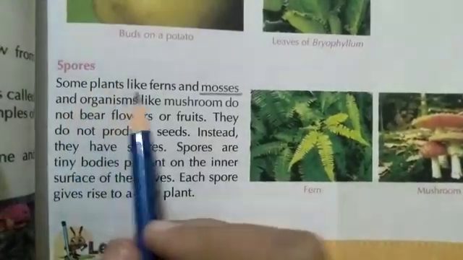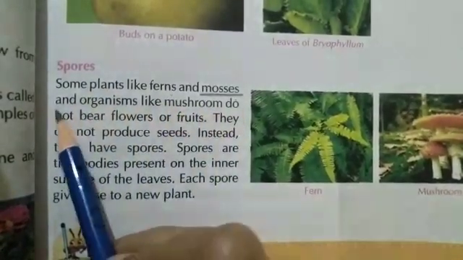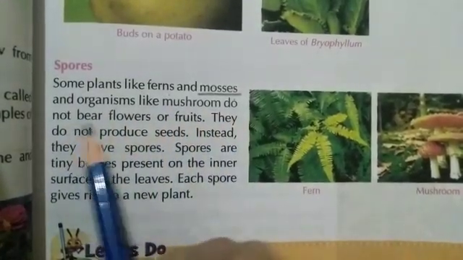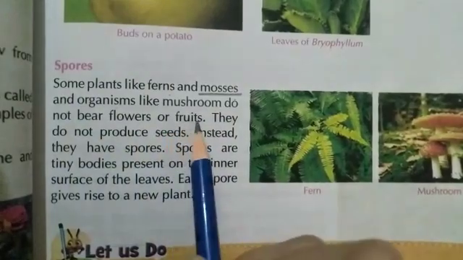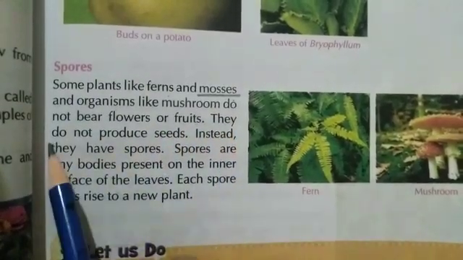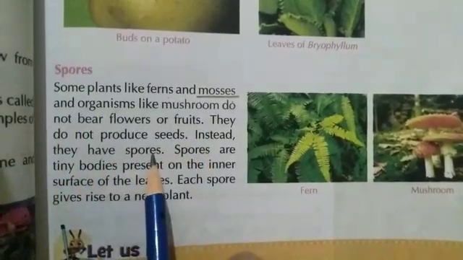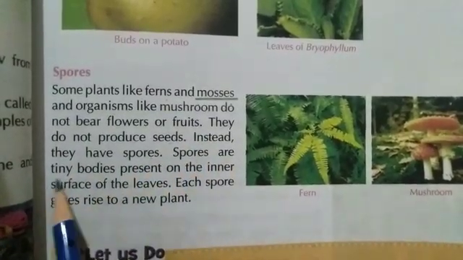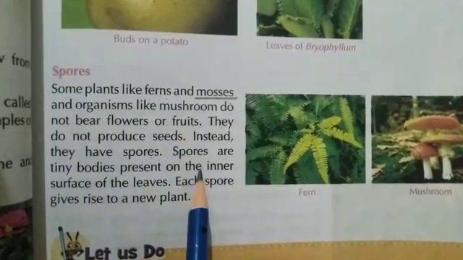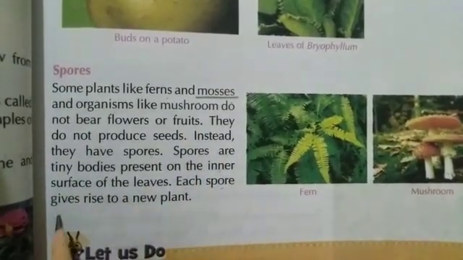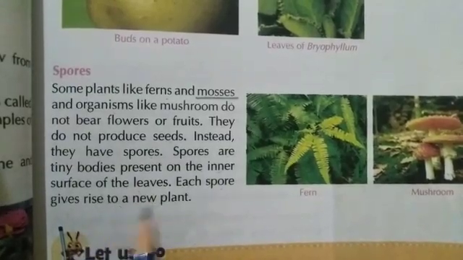Spores. Some plants like ferns and mosses, and organisms like mushroom, do not bear flowers or fruits. They do not produce seeds. Instead, they have spores. Spores are tiny bodies present on the inner surface of the leaves. Each spore gives rise to a new plant.